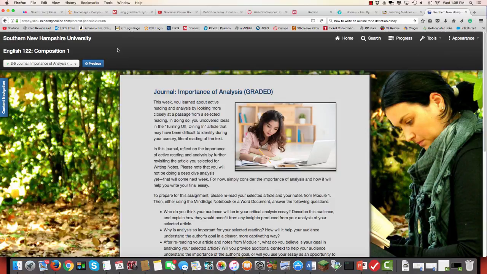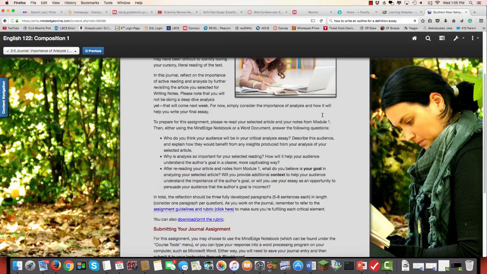In your journal, you're going to explore the topic of the importance of analysis. The instructions can be found right here. To prepare for this assignment, please reread your selected article and your notes from Module 1. Then using the MindEdge notebook or a Word document, answer the following questions. So we have 3 bullet points about analysis. This is going to be very similar to the type of analysis you did on the article in the previous section, but this one you're going to be doing on your own.